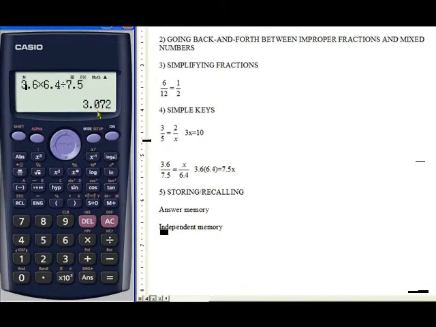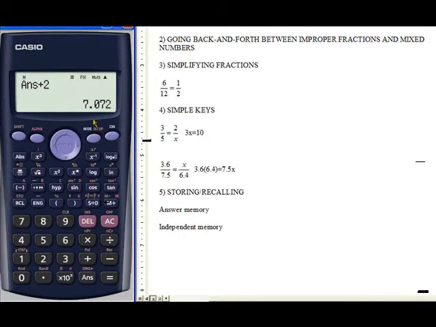Now, if you want to add something to this display, you can just say plus 2. When you see that, it means it kept this previous answer in the answer memory and added 2 to it. That's called an answer memory. And then when you do equal and it gives you a fraction answer, you can also go second equal to get to the decimal answer.